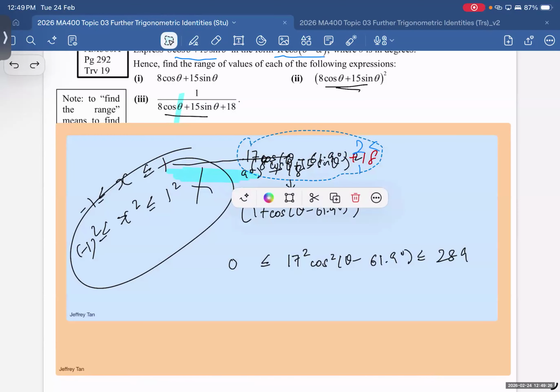Okay. So this is question 3.4. Wherever you are, try to continue and finish up the entire R formula today.